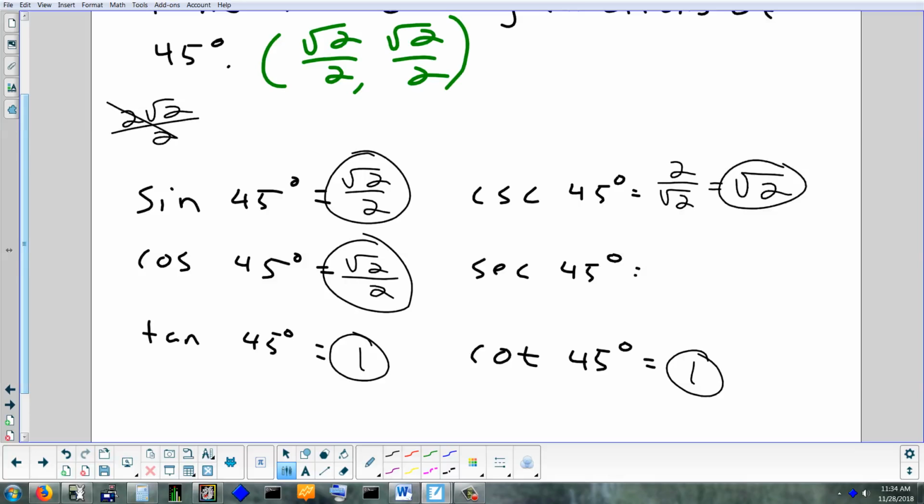Now what about the secant of 45? Same thing. Sine and cosine were the same. Secant and cosecant were the same. And there are your 6 trig functions for 45 degrees. Any questions on that one? Not too bad.